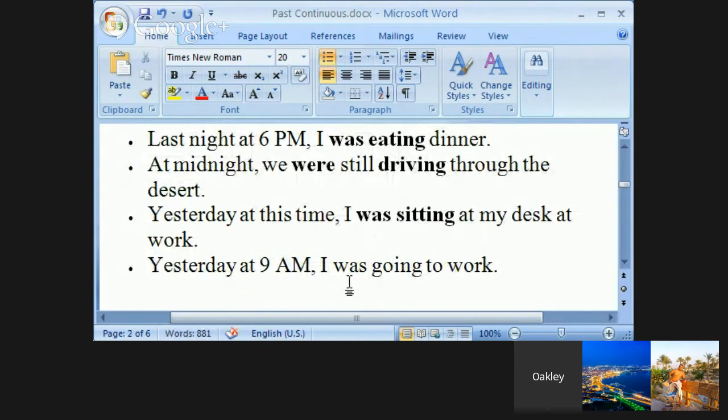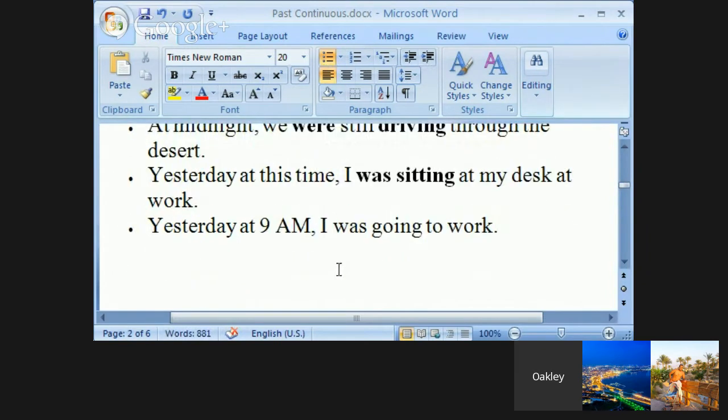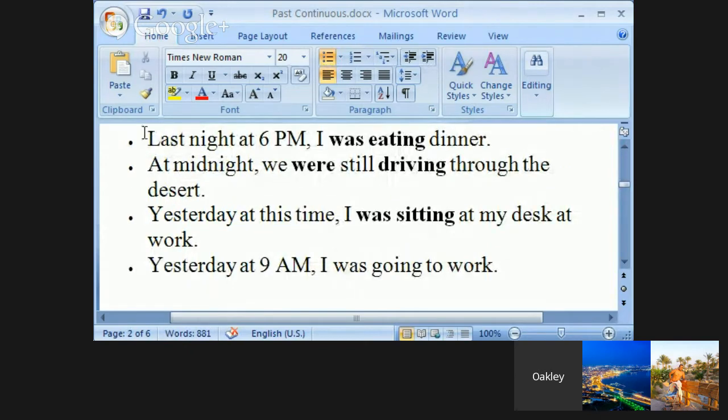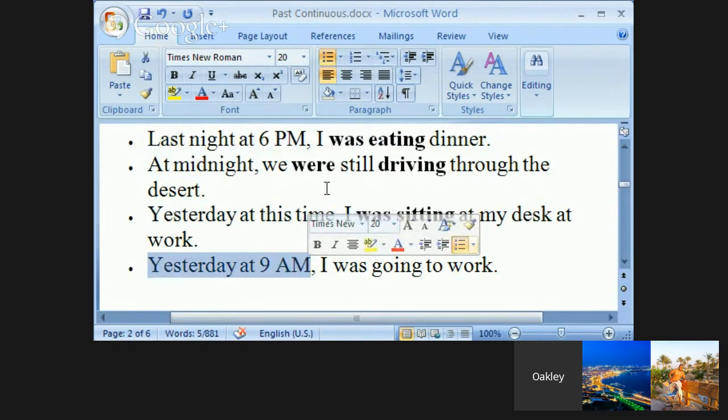Hussein, are you there? Yes, sir. You want to give this a try, forming a sentence? Now, every one of these sentences uses the time clause in the beginning of the sentence, but that's not necessary. You can use the preposition at, and then the specific time at the end of the sentence. That's also very normal.